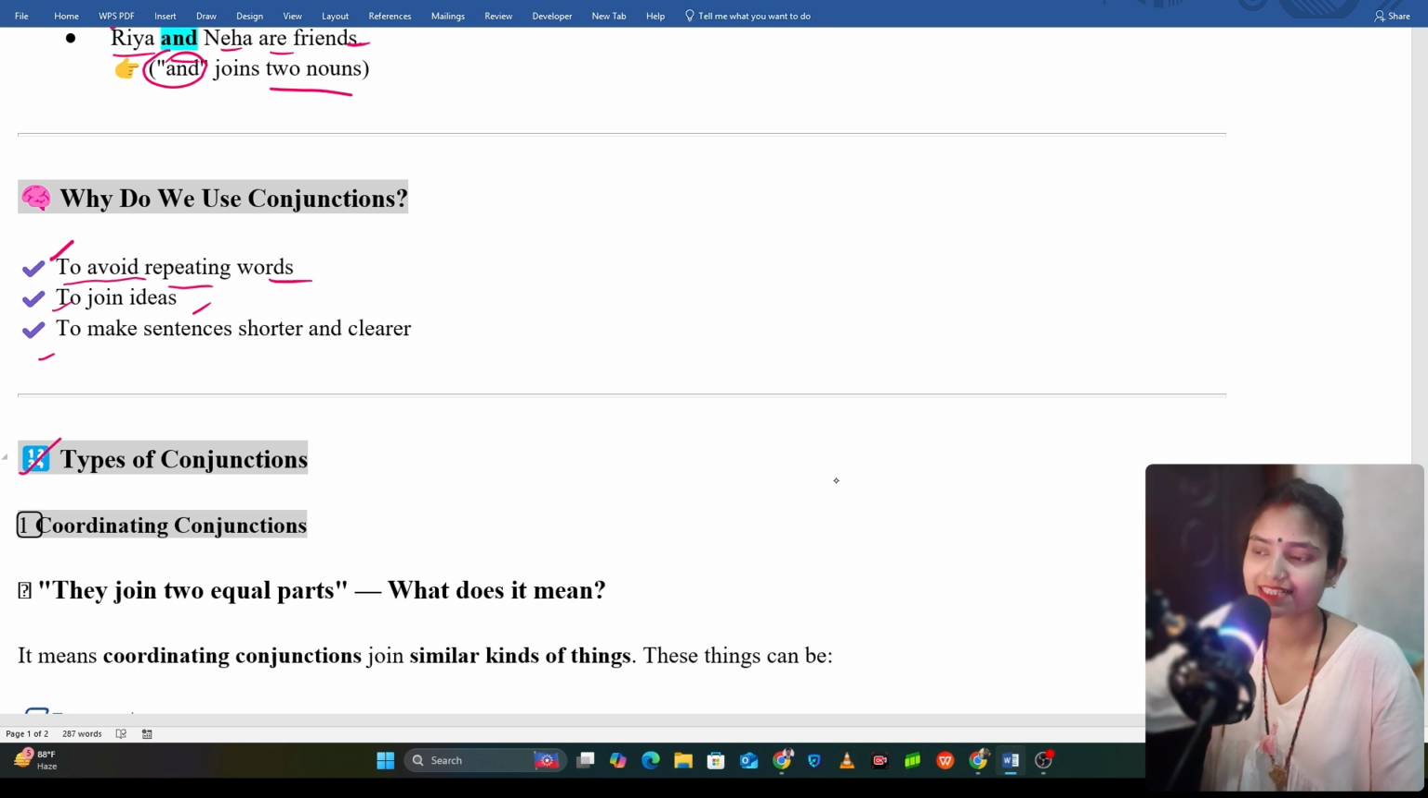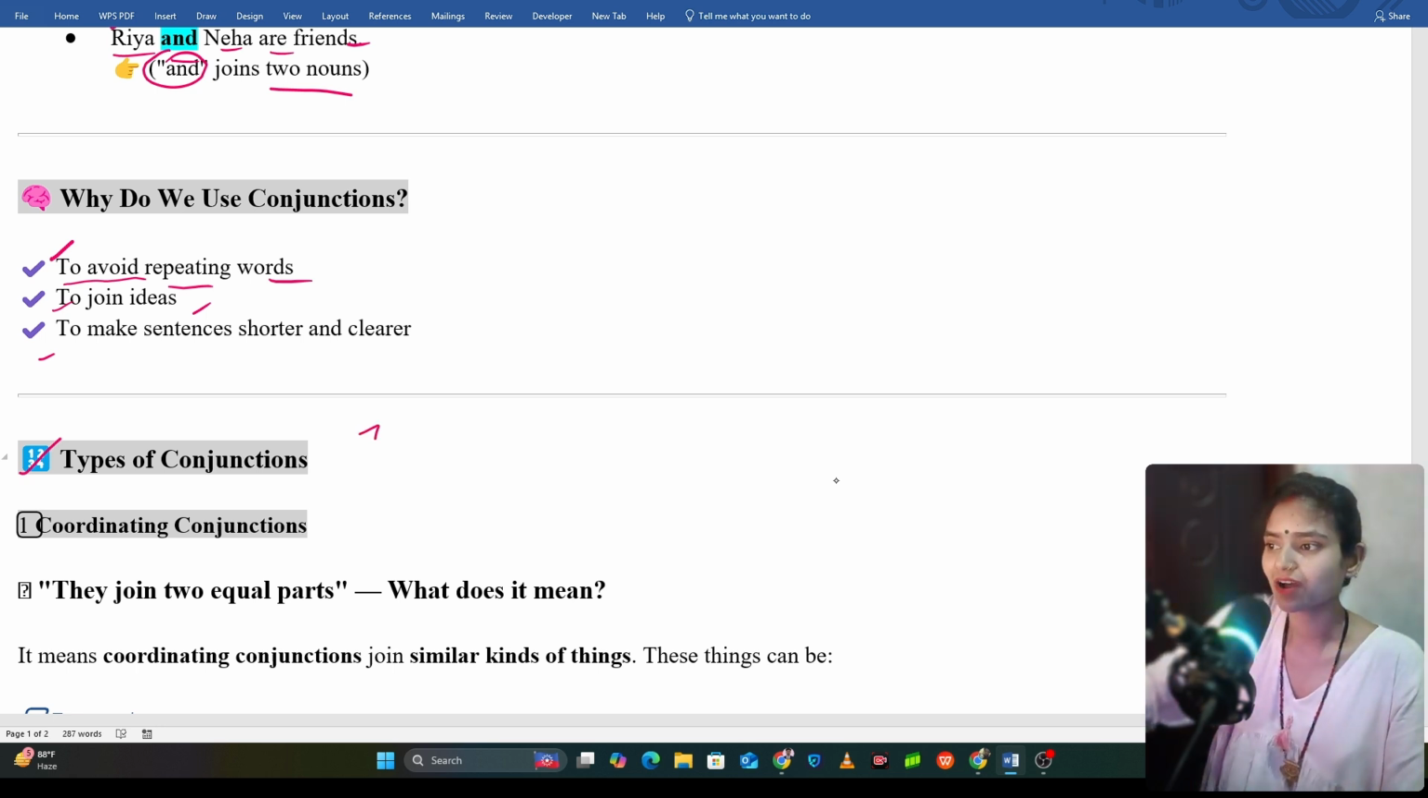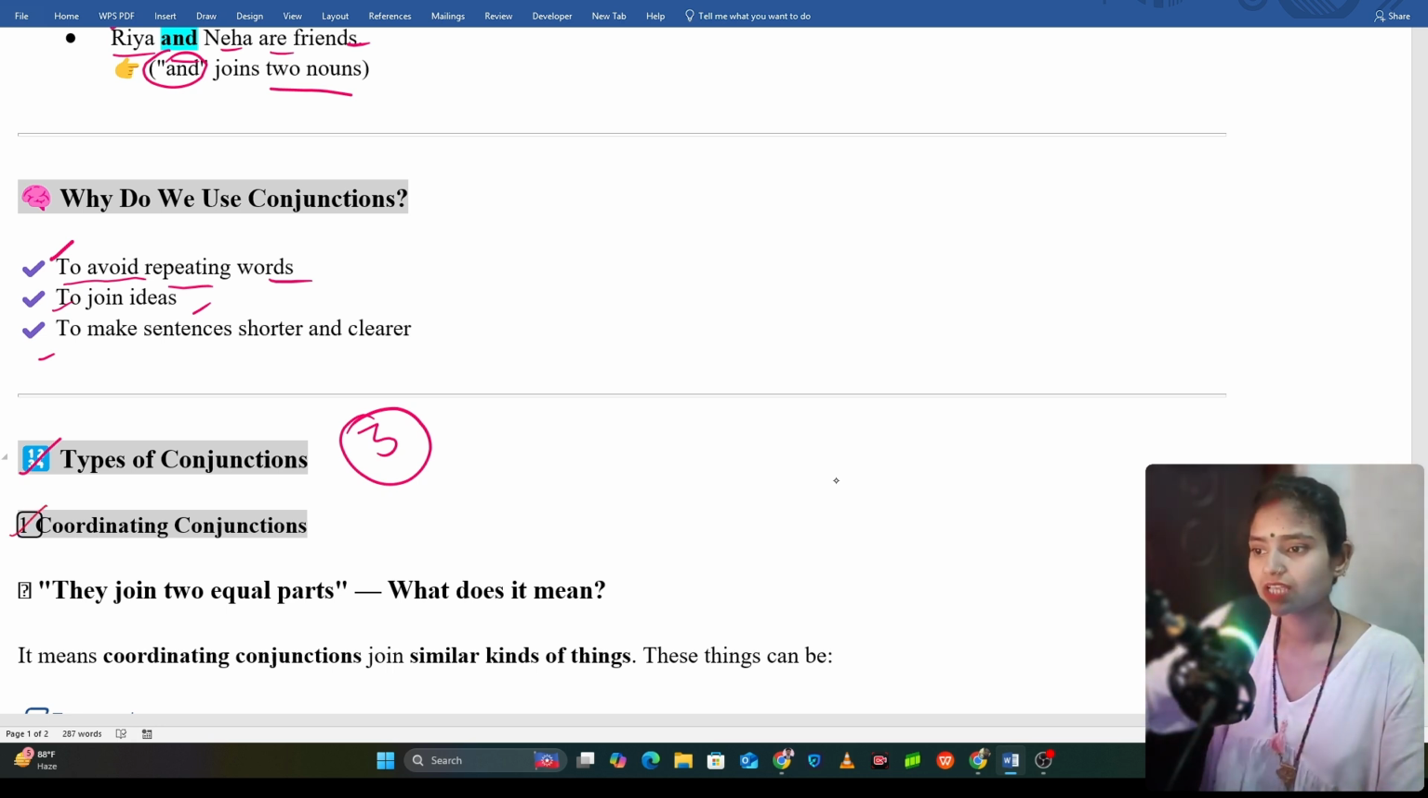Next we'll learn the types of conjunctions. There are three types of conjunction. Number one is the coordinating conjunction. We are going to learn it in a very short way, and in the next video I'm going to explain all these things in detail.